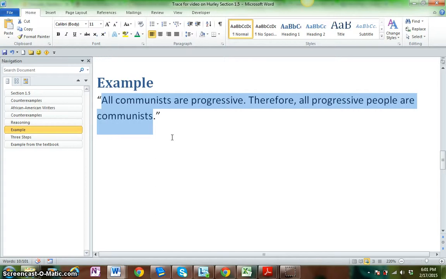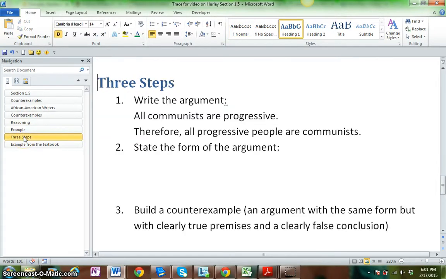So the steps to creating a counterexample are three. First, you take the original argument and you write it down in a kind of standard form. First, the premise or premises, if there is more than one premise, and in this case, there's only one premise, and then the conclusion. So you place the premise or premises first, and then the conclusion.